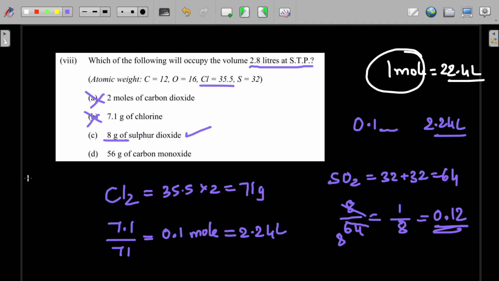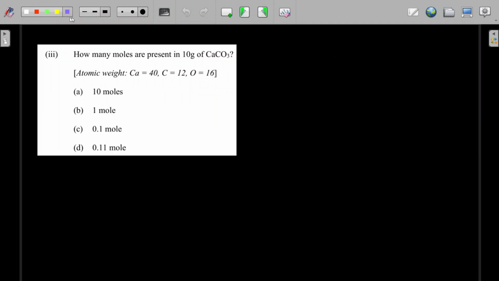56 gram of carbon monoxide. Carbon monoxide is 12 plus 16, so 28. So 56 means it is more than 1 mole. So this is also not correct. So it should be 8 gram of sulfur dioxide. This one I think I gave in the exam.